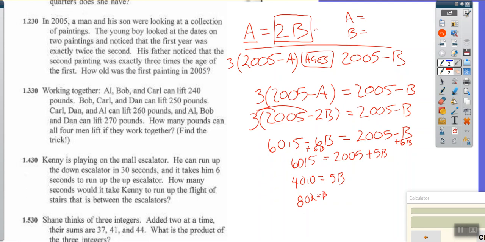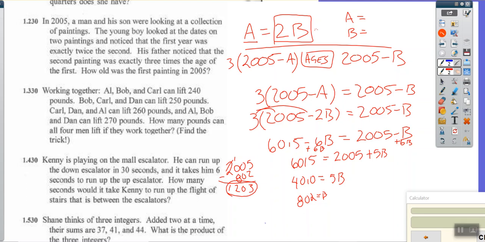And so we want to know how old is the first painting. Okay, not too bad. So 2005 minus 802, gotta borrow. So it's 1,203 years old.